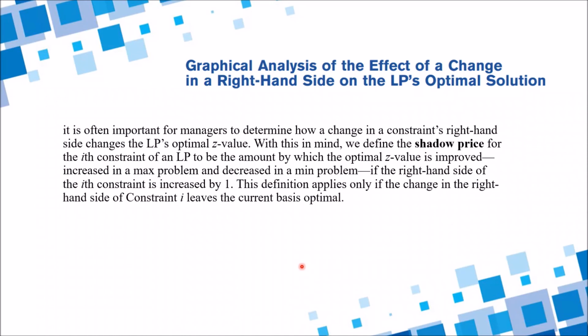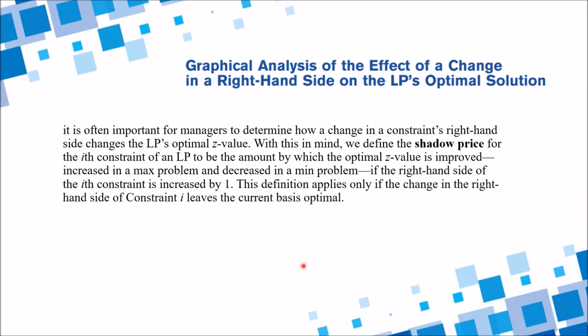So it's good to know, especially for managers who are delving into operations research in their work analysis. They determine how a change in the right hand side of a constraint in linear programming affects the optimal Z value. While keeping that in mind, you define something called the shadow price.